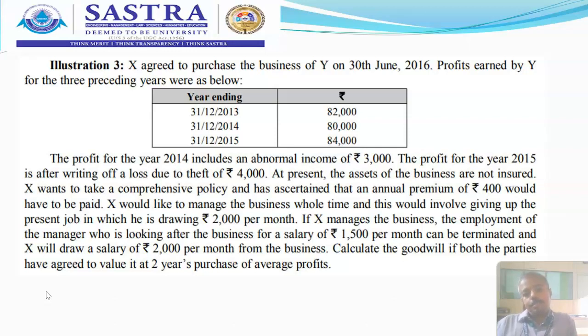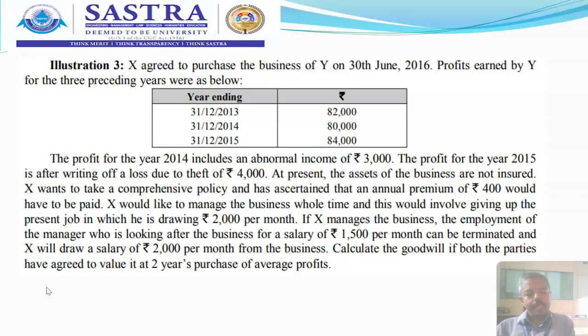At present, the assets of the business are not insured, but Mr. X, who is going to buy the business from Y, wants to take a comprehensive policy and has ascertained that an annual premium of rupees 400 would have to be paid. So this is going to be a regular expense in future. The insurance premium amount is about to be paid every year for insuring the entire assets.